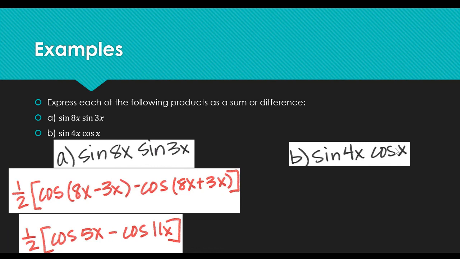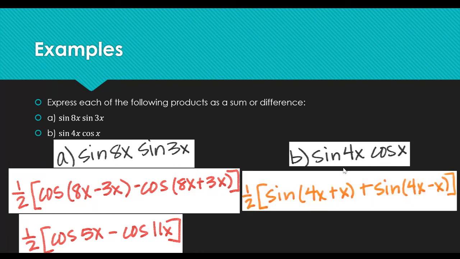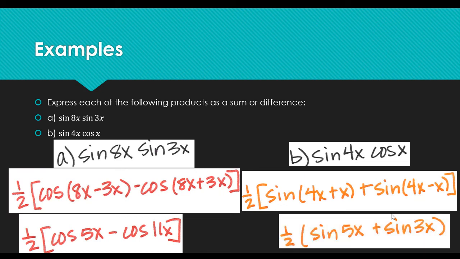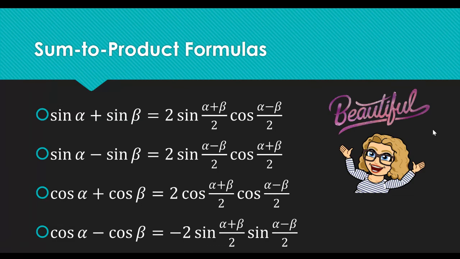So letter B is similar, but now it's sine times cosine. So we use that sine times cosine formula, 1/2 out front, and it's sine of first thing plus second thing, so 4x plus x, plus sine of first thing minus second thing, so 4x minus x. So that's 1/2 of sine of 5x plus sine of 3x. Not so bad.